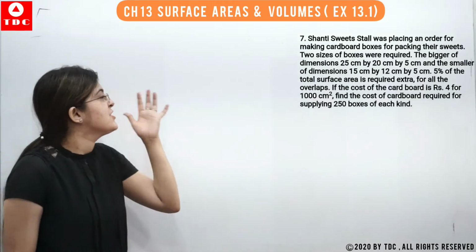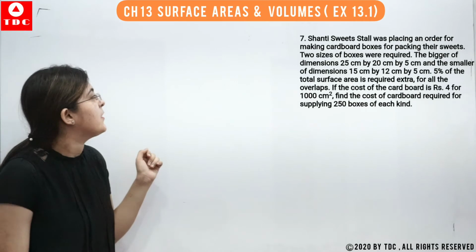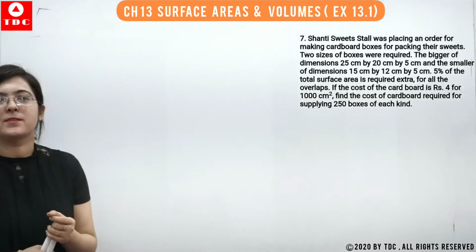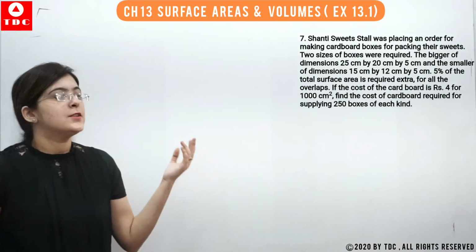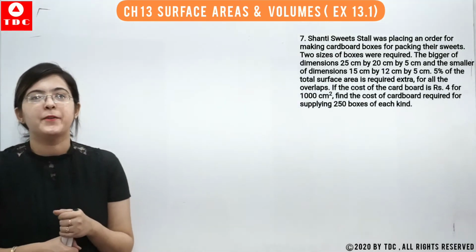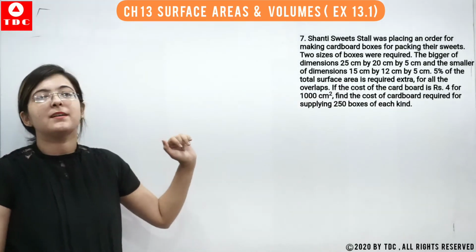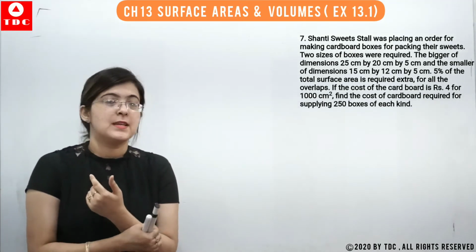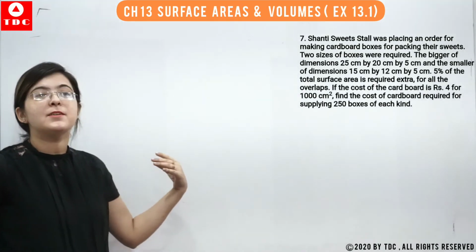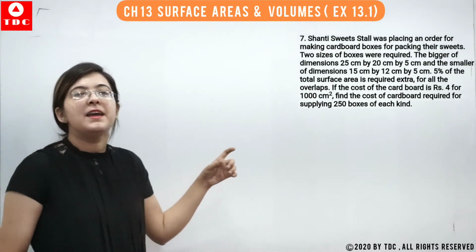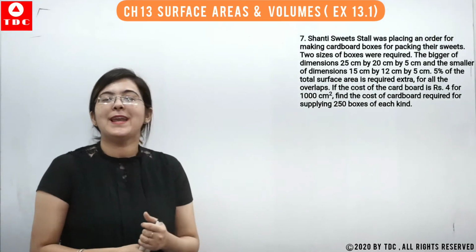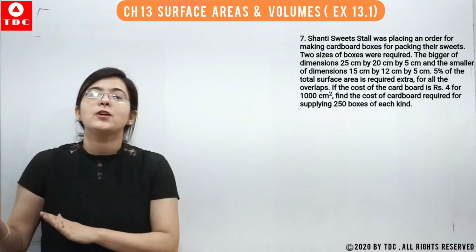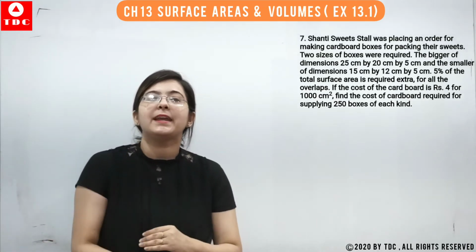Shanti sweet stall was placing an order for making cardboard boxes for packing their sweets. Okay, they were ordering boxes. 2 sizes of boxes were required. Okay, the bigger box dimensions are given and smaller box dimensions are given. Then it is saying, 5% of the total surface area is required extra for all the overlaps. That means each box will require 5% extra area.